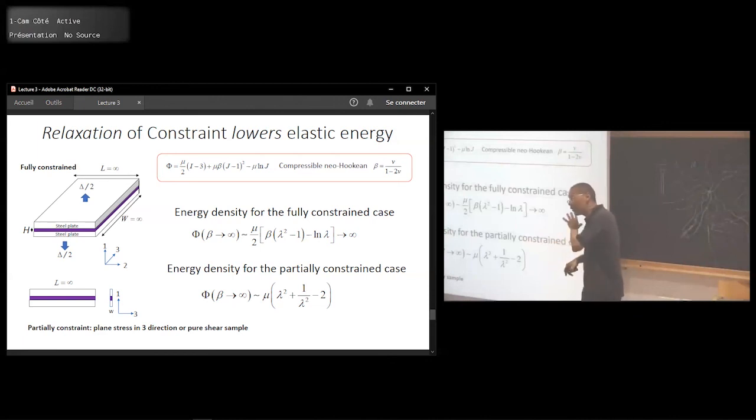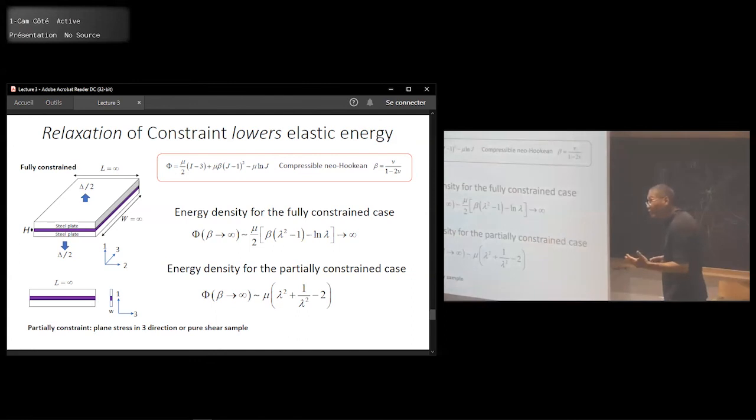Now, of course, this is a very simple picture, because when the fingers occur, it also causes some localization of strain energy too, because the fingers are funny things, right? They are stress concentrators too. So there's a trade-off between the two.